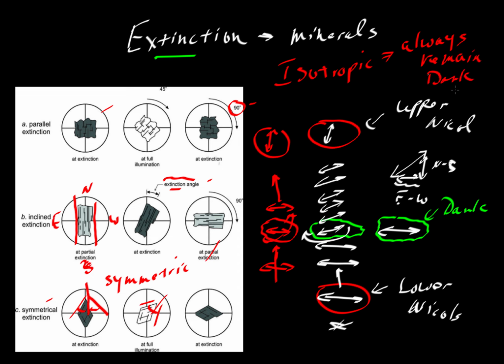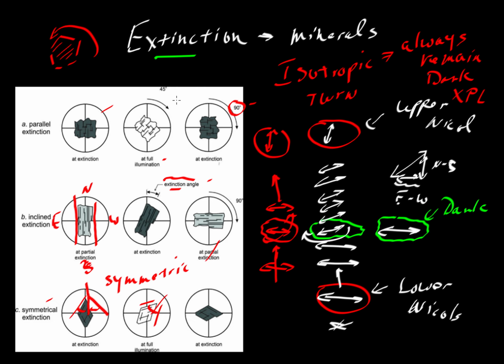They will always remain dark under crossed nickels, or XPL, under cross polars, no matter how much you turn them. You can rotate the mineral any number of degrees, it won't matter. That's how minerals like garnet are easily identified. If you had a piece of garnet and you cross the nickels, it will remain at extinction and it will never go to full or even partial illumination, no matter how far you turn the stage.